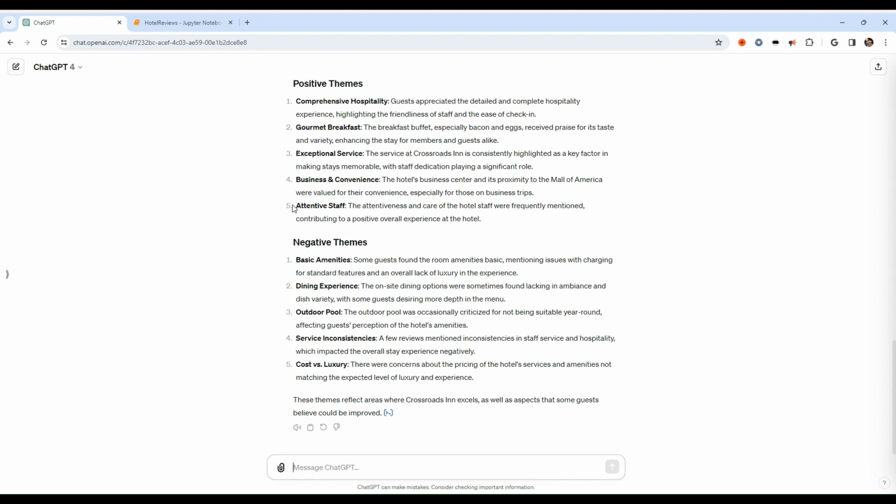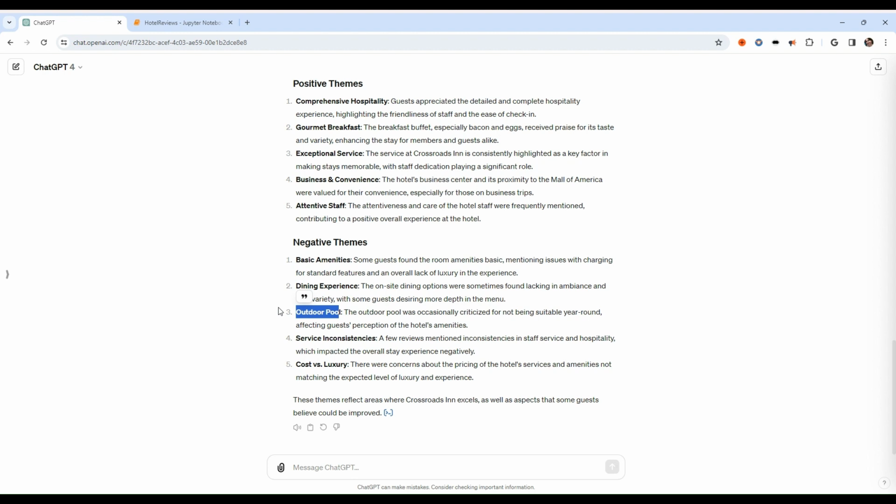But now let's look at our negative themes. Basic amenities: some guests found the room amenities basic, mentioning issues with charging for standard features and an overall lack of luxury in the experience. Dining experience: the on-site dining options sometimes found lacking in ambience and dish variety, with some guests desiring more depth in the menu. Outdoor pool.